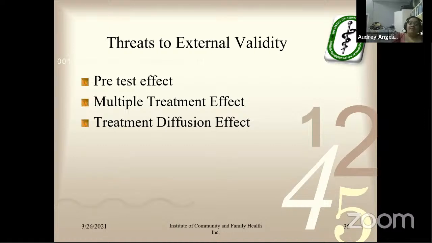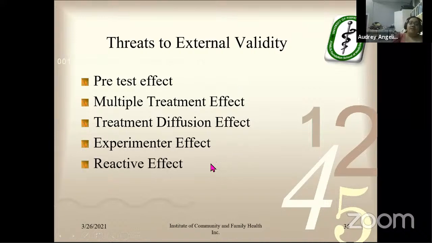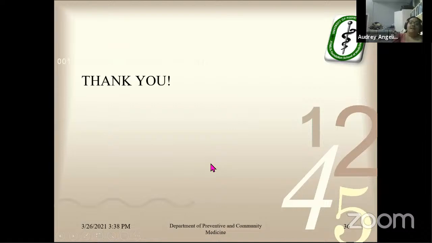So multiple treatment effect. So you have your data that you would not know which one would be the one that is valid. Treatment diffusion, as time goes by, you would have a feeling that your treatment would not be as effective as when you initially administered it. Experimenter effect would depend on the experimenter and reactive effect.